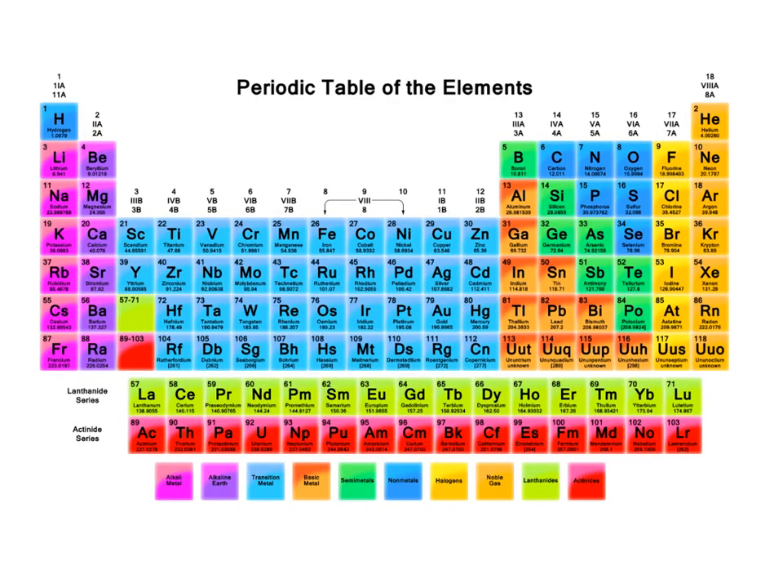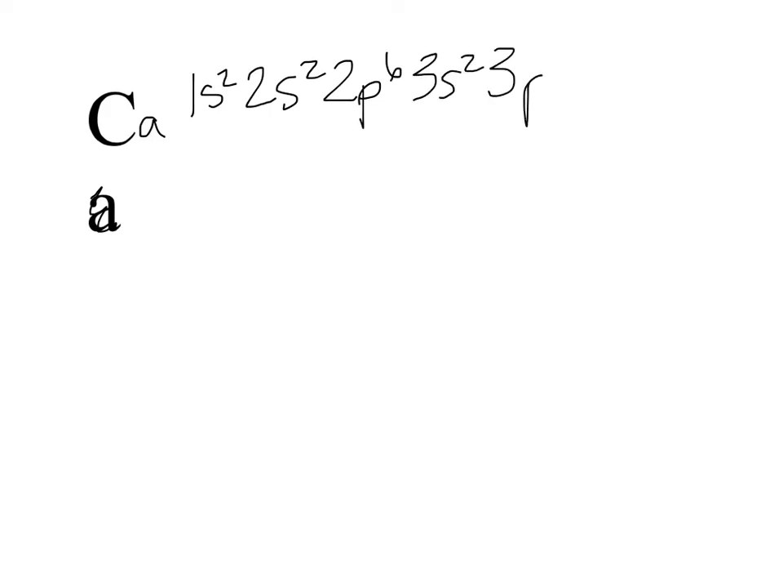Okay, this next element is calcium. So we're going to start at the beginning. Once again, we have 1s2, 2s2, 2p6, 3s2, 3p6, 4s2. So we stop right there for calcium. Alright, so for calcium, we have 1s2, 2s2, 2p6, 3s2, 3p6, and 4s2.